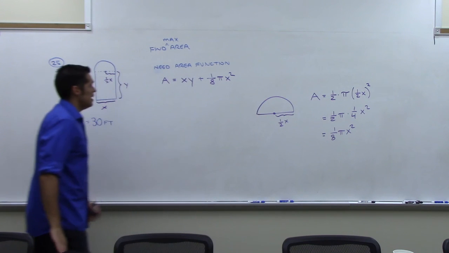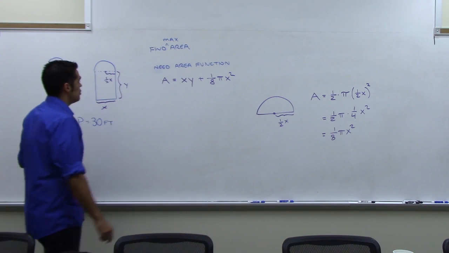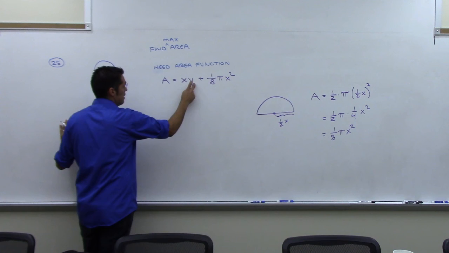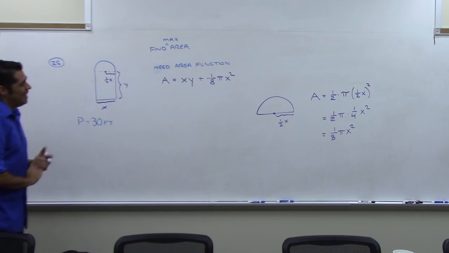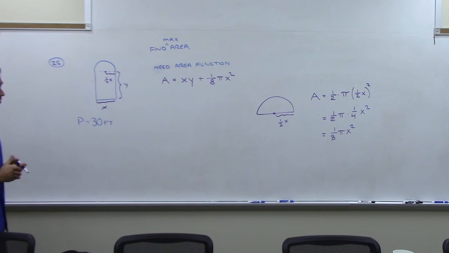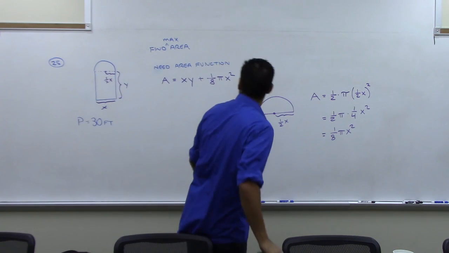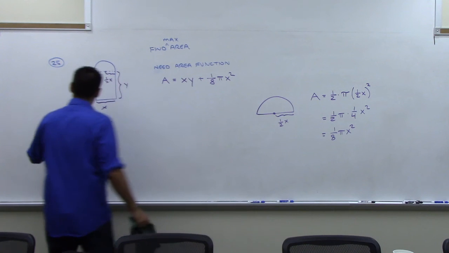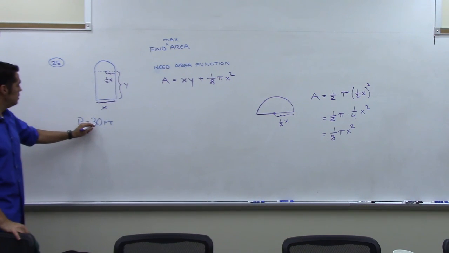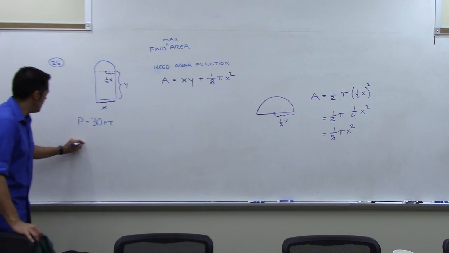That's it. That is an area equation. Unfortunately, it contains x and y in it. And I need it to just be in terms of one variable. So I'd like to get rid of that y. I have not used a constraint. So let's talk about the constraint. The perimeter has to be 30 feet. Well, what is the perimeter of this thing?